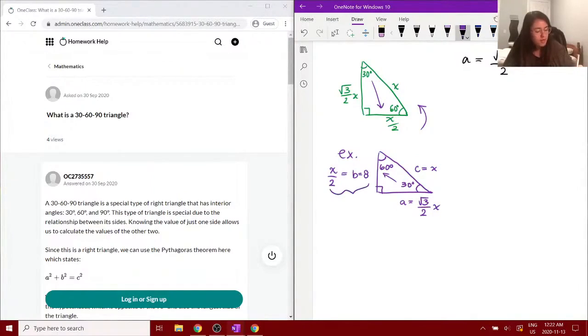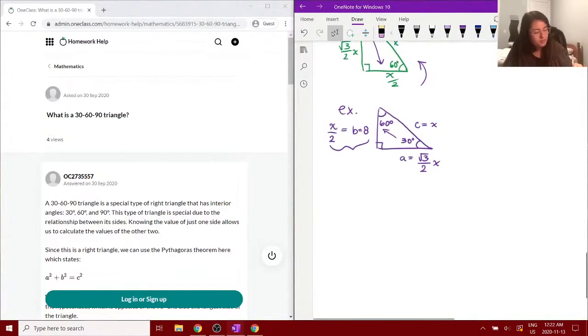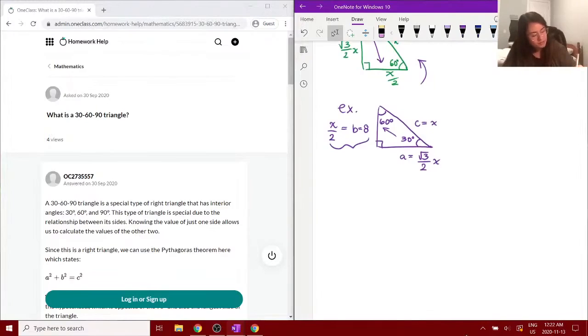Okay, so since we can't get anything with this one or this one because there are unknowns, we can figure out what x is though from our given side length, right? So if we're given that this side is equal to 8, then we have x over 2 is equal to 8. And if you multiply both sides by 2, you get x is equal to 16. Wow, okay, so now we can pretty easily find out the other sides, right? So C is equal to x. Well, we just figured out that x is equal to 16.